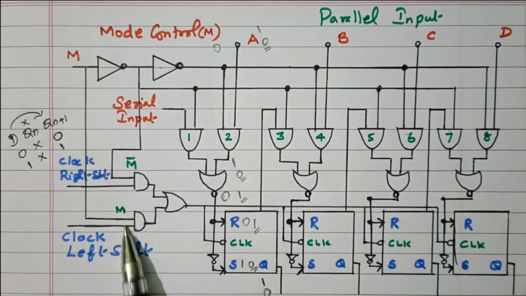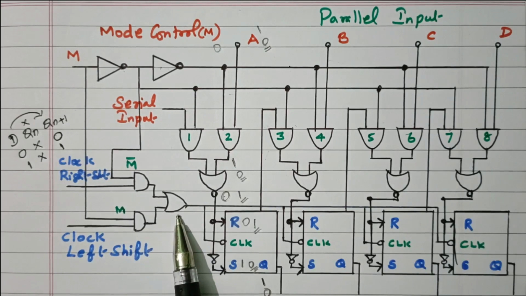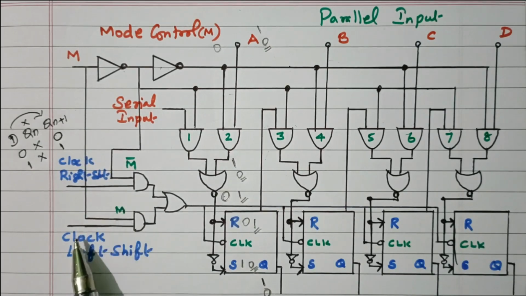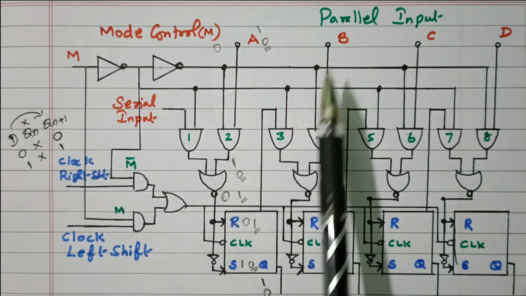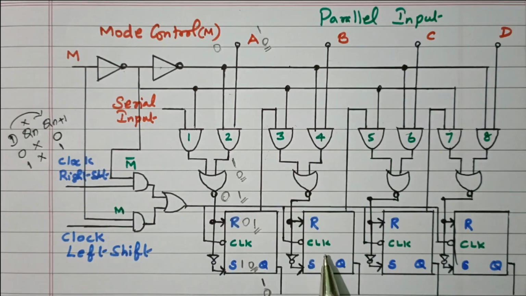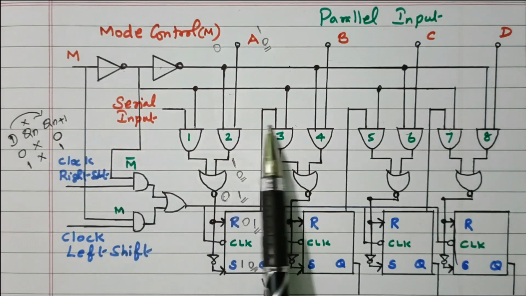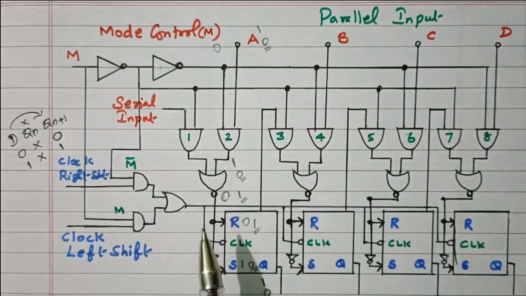In order to control the clock signal also, here we have 2 AND gates and 1 OR gate. It is used for clock right shift. This is used for clock left shift, right? Now we'll see how it will be loaded. We need to see the 3 operations: parallel input, parallel loading, shifting, serial input, shifting right side as well as left side, right?